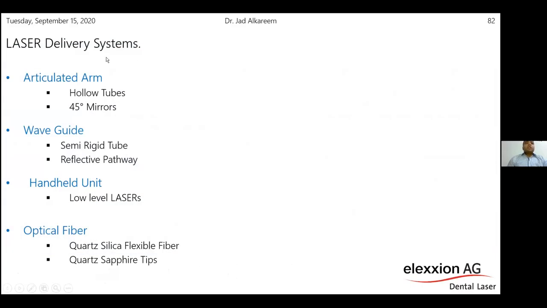Then we will speak about the laser delivery system. You can deliver the laser from the laser production unit to the patient's mouth through 4 main ways. First, we have the articulated arms. Second is the waveguide. Third is the handheld units. And finally, the optical fibers.